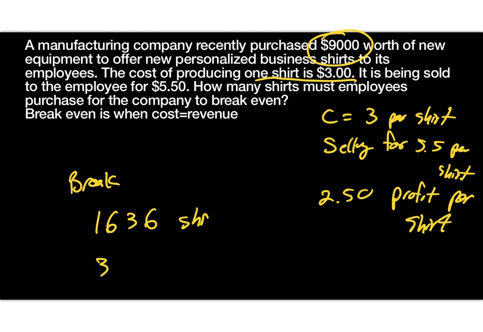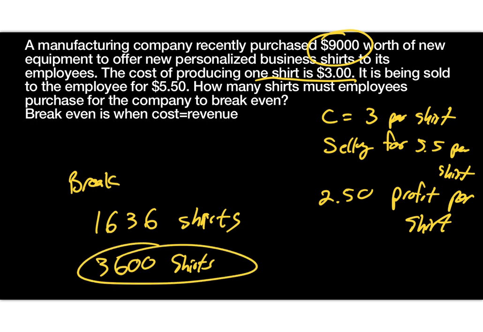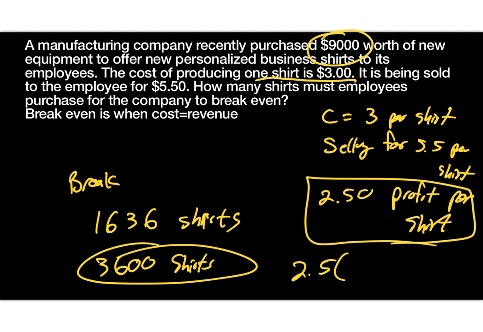I hear someone say 3,600 shirts. I get confirmation of 3,600 because if it's a profit of $2.50 per shirt, 2.5 times the number of shirts needs to equal $9,000. You divided 9,000 by 2.5? That's where I got to eventually, but I did 9,000 times 2.